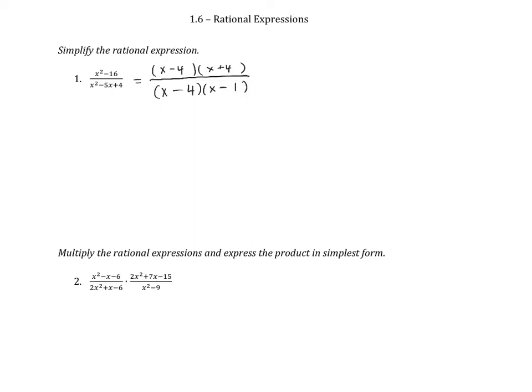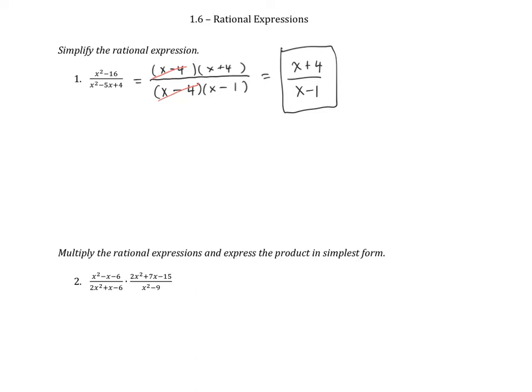Now, once it's fully factored, you can cancel out an entire factor with another entire factor. The x minus 4s are the same, so you can cross those out. That would simplify this fraction into x plus 4 over x minus 1. This is in lowest terms.